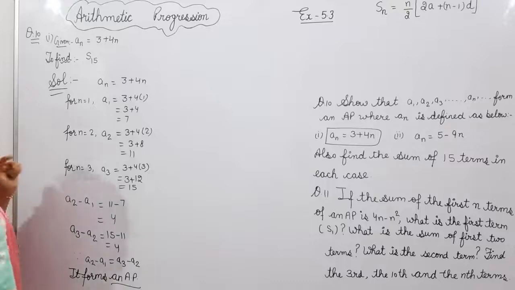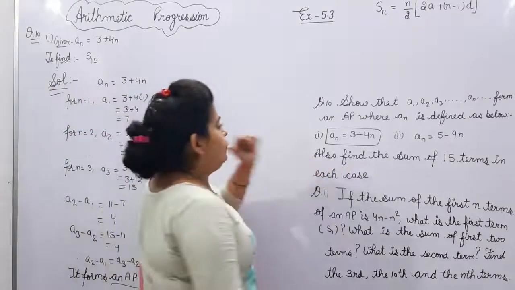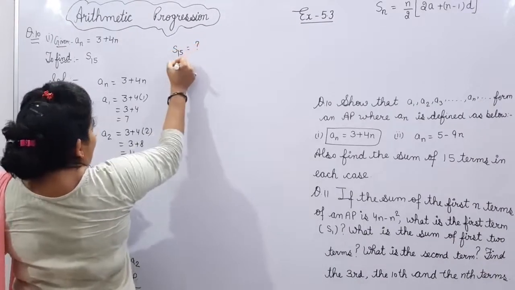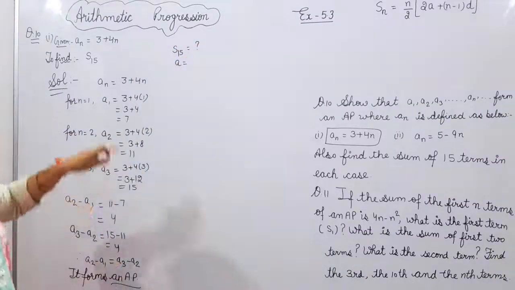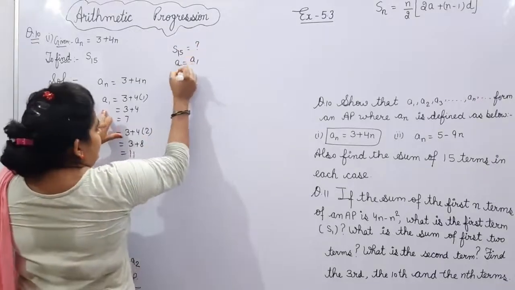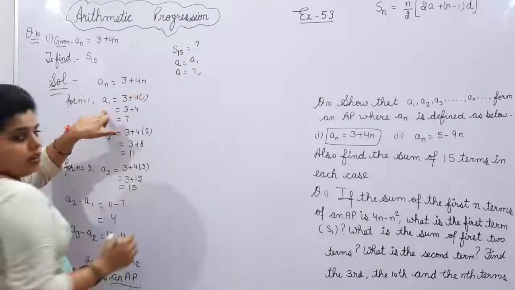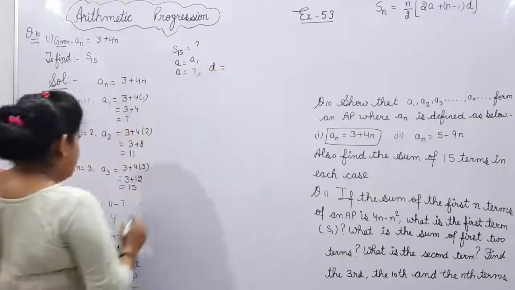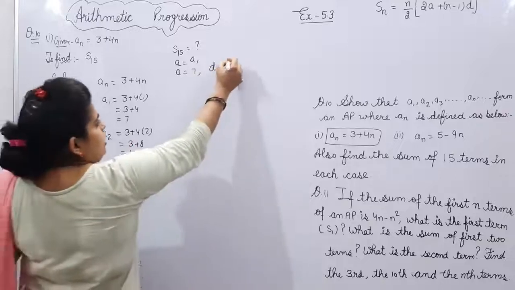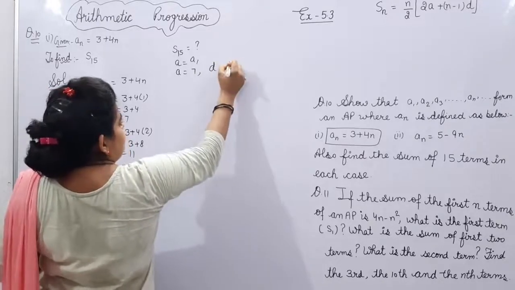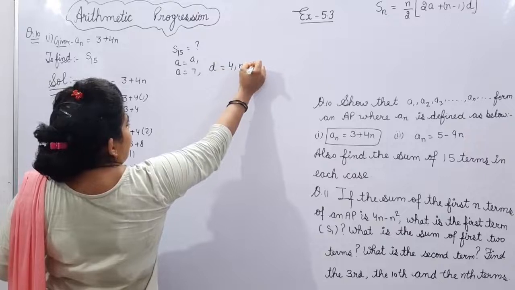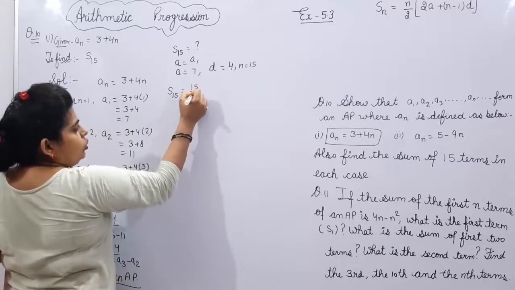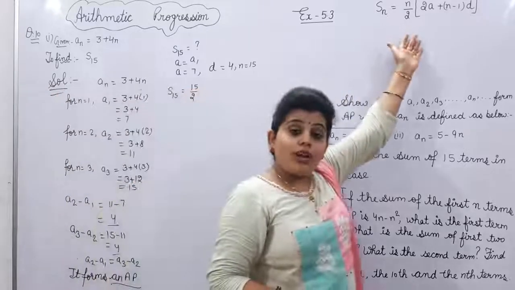After this, we have to find S15. For finding S15, we require A. And what is A? A is equal to A1, and A is 7. After this, D. What is the value of D? D is 4. N is 15. Then S15 will equal 15 by 2. We will use this formula, dear students.